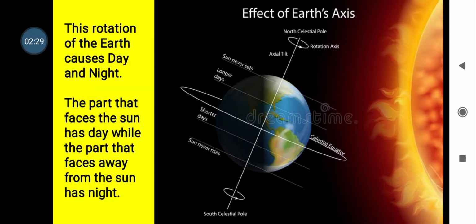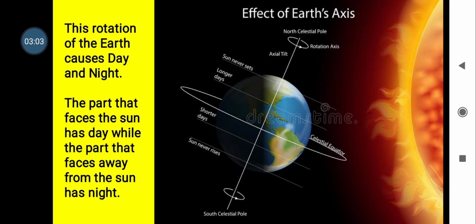The rotation of the earth causes day and night. You know it very well that the earth, just like the other planets, moves around the sun. So, the earth also spins on its own axis, and this rotation is what causes days and nights. The part of the earth that gets sunlight has day, and the part of the earth that faces away from the sun and does not get sunlight has night.